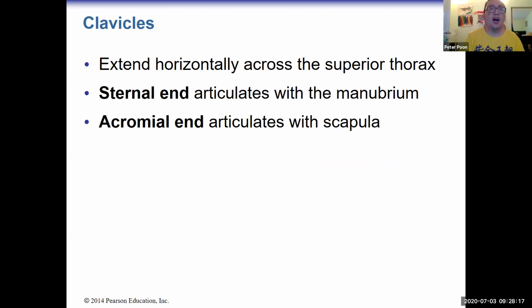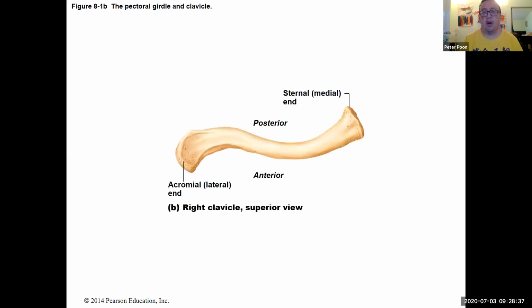Clavicles. The clavicle is a really simple bone. It looks like a little skeleton key, so that's why it's called clavicle. Clave is key. The sternal end articulates with the manubrium, and the acromial end attaches to the scapula. The acromial end is right there, the sternal end is right there. The acromial end attaches to the acromion on the scapula. The sternal end obviously attaches to the sternum.